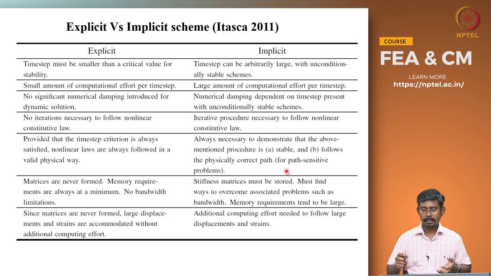Whereas in case of implicit, the elemental equations are formed, global equations are formed, and they are iterated further to achieve the desired tolerance for the solution. So this reduces the computation time in case of explicit. Explicit can also handle nonlinear problems in a robust way. It can accommodate larger strains as well.